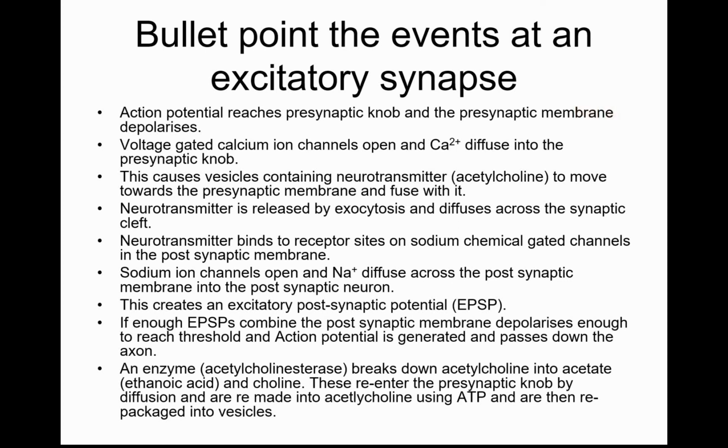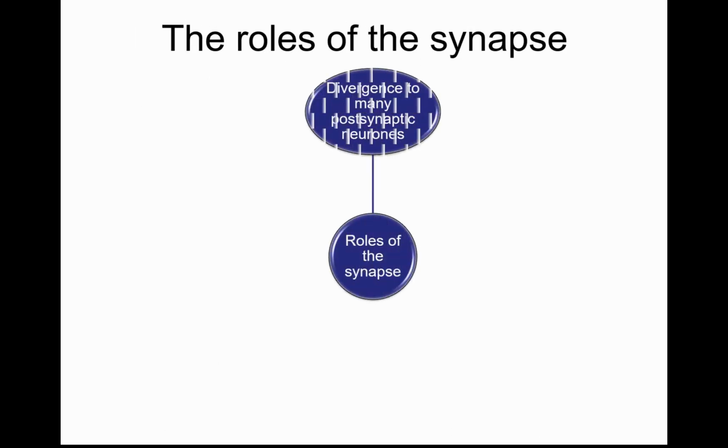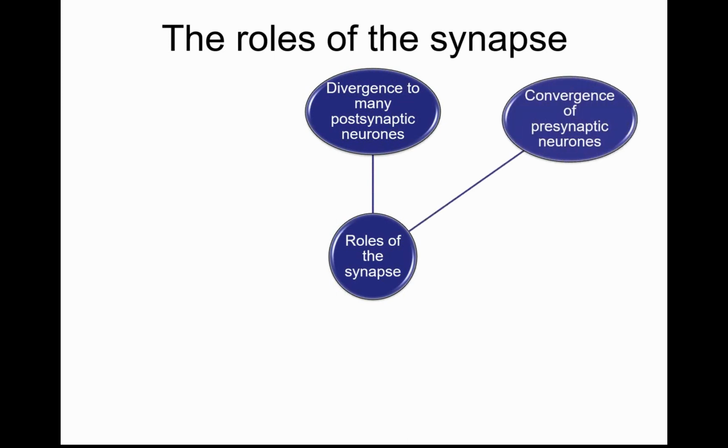Okay, let's now think about the roles of the synapse. So what is it there for? So key things. You can have what is called divergence and convergence of the neurons. So you can have one neuron making synapses with a number of other neurons. So we're going to multiple postsynaptic neurons, so the impulse can be spread to others.